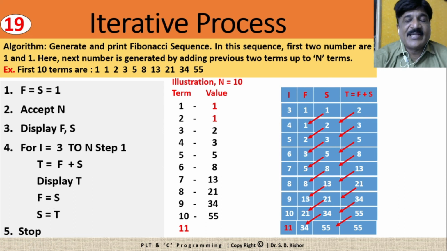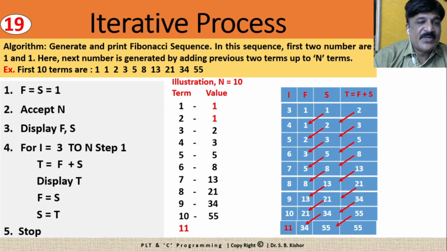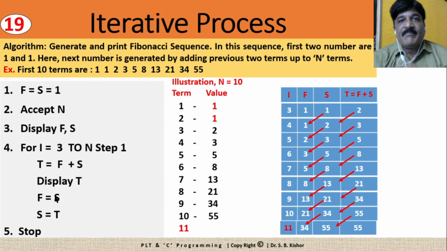So this is how you are able to generate a Fibonacci sequence. Again, remember in the Fibonacci sequence, the first two numbers are 1, 1, and the next number is generated by adding the previous two terms. So that is what we have done. After generating the next term, display that term and then make the second number your first number and the third number your second number, and this process will continue up to n terms.